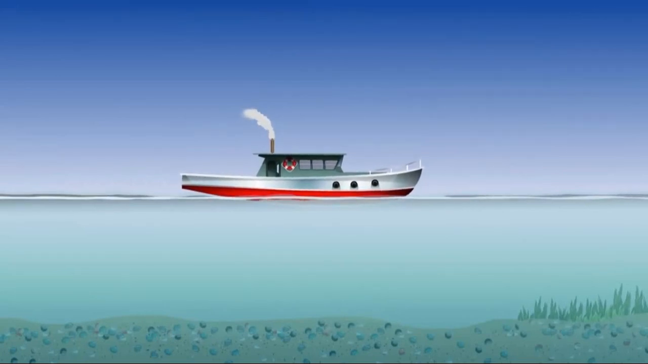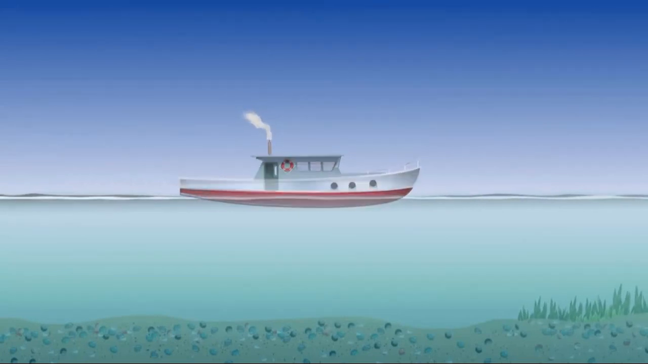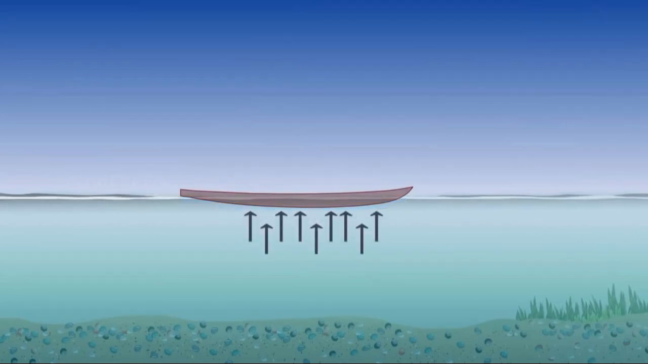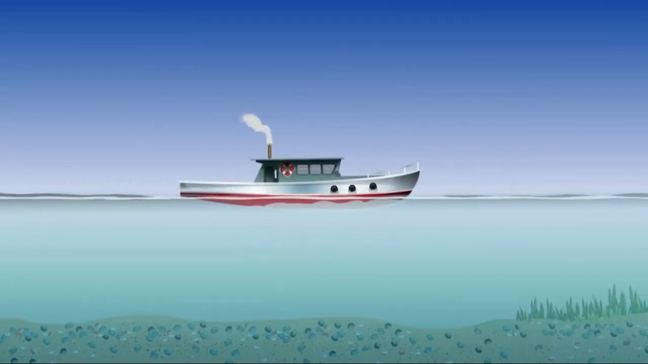An iron ship floats as it is hollow, filled with air and occupies more volume in water, and its density is less than water. Thus, the upthrust exerted by water on the ship is greater than the weight of the ship.